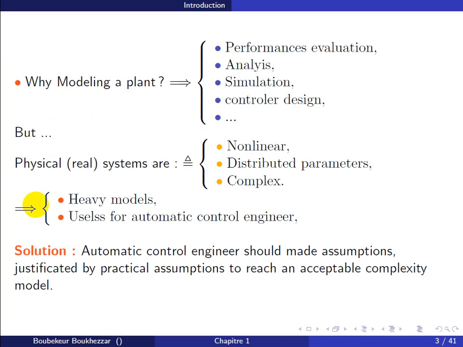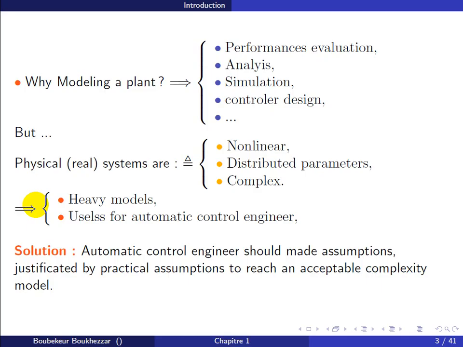So, as you know, as an engineer, you have to model systems for many reasons. You can evaluate their performances. You can also analyze their behavior to see if they are stable or unstable. You can use this model to simulate the system. You can also use the model for controller design.